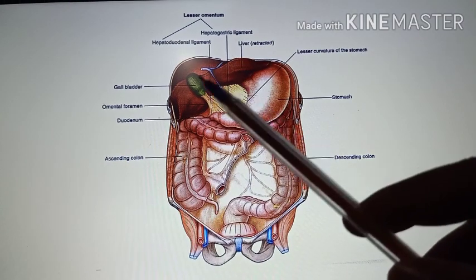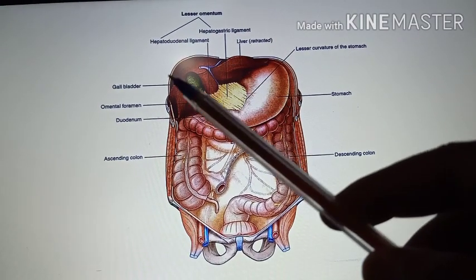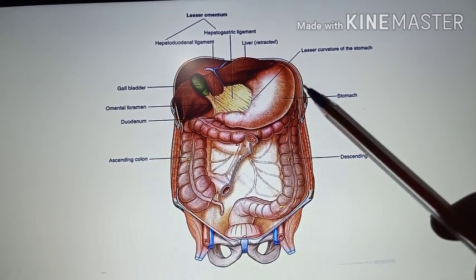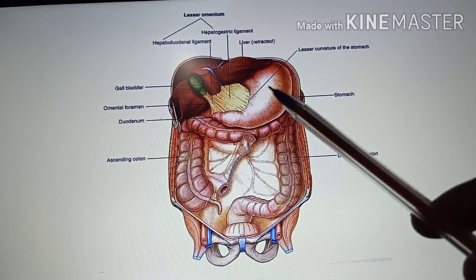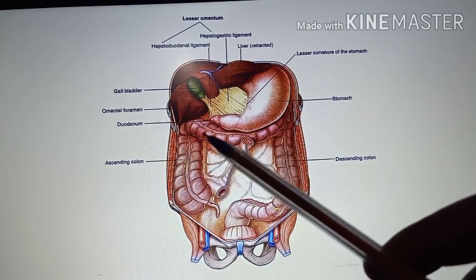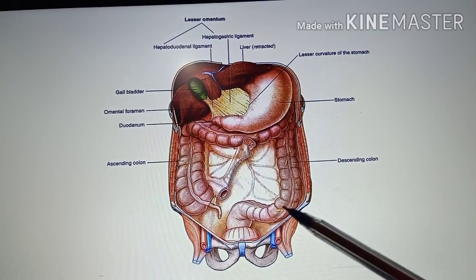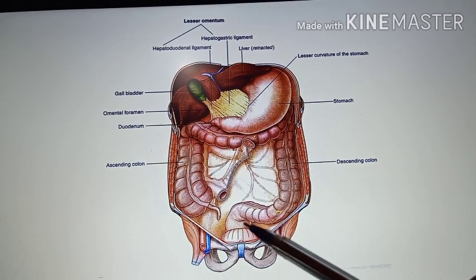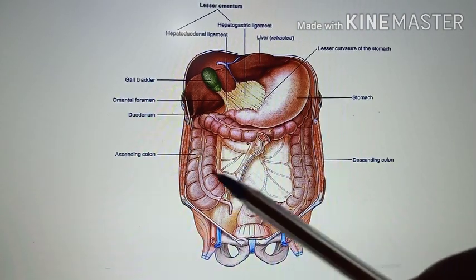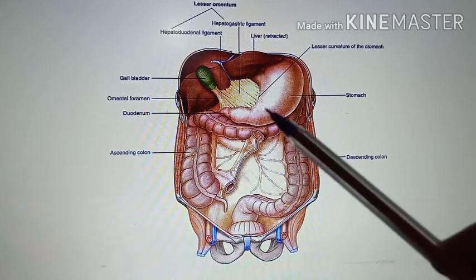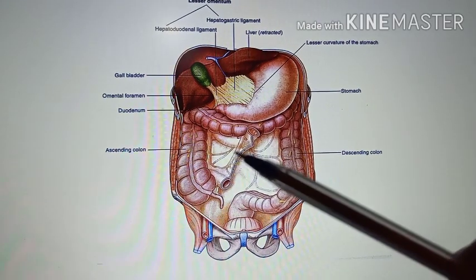So in this picture, here this is the diaphragm which has been cut, then this is the liver, then this is the gallbladder, stomach, this is the ascending colon, transverse colon, descending colon, then this is the sigmoid colon. Here you are having the mesentery. In this picture, the greater omentum which is covering this has been removed.